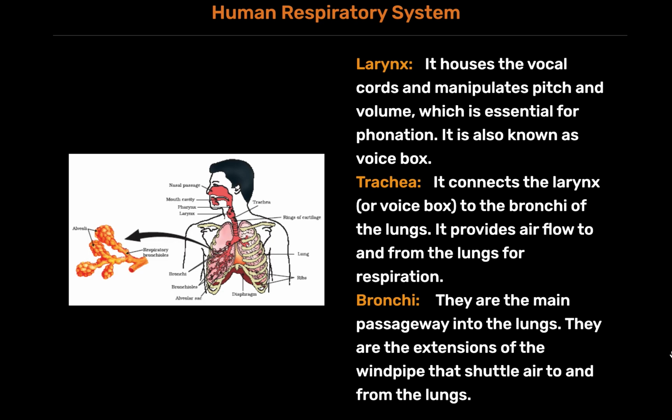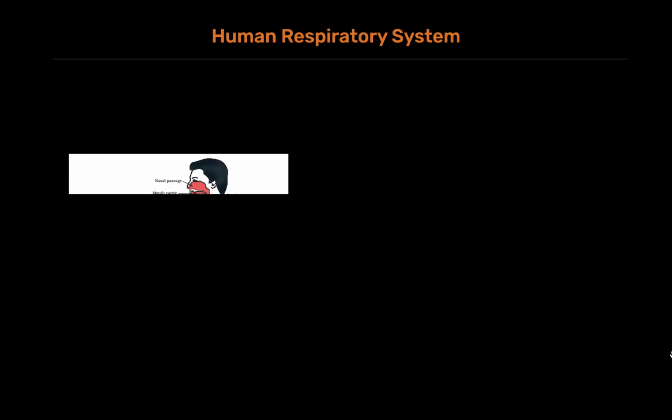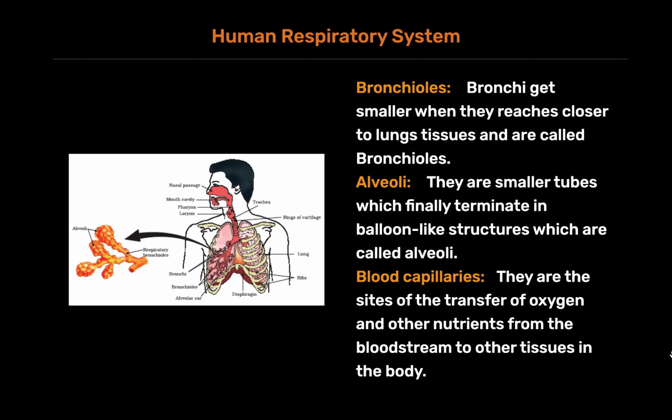Bronchi are the main passageway into the lungs. They are the extensions of the windpipe that shuttle air to and from the lungs. The oxygen goes to the lungs and carbon dioxide leaves the lungs through them. Bronchi get smaller when they reach closer to lung tissues and are called bronchioles.